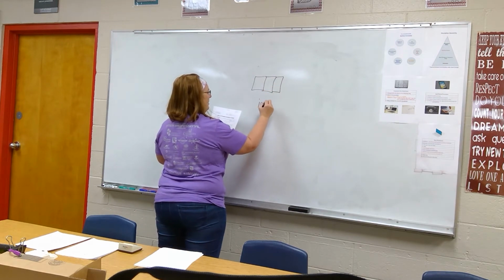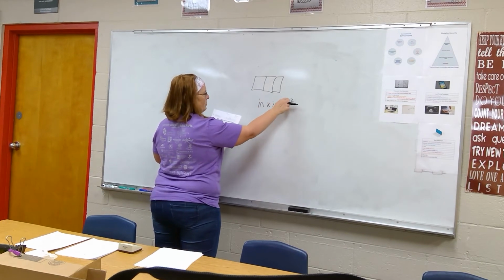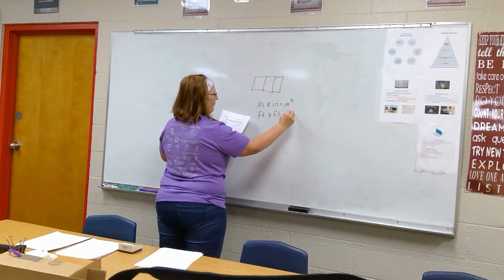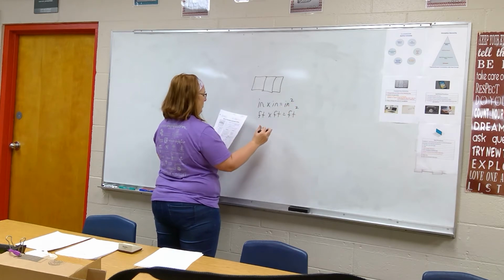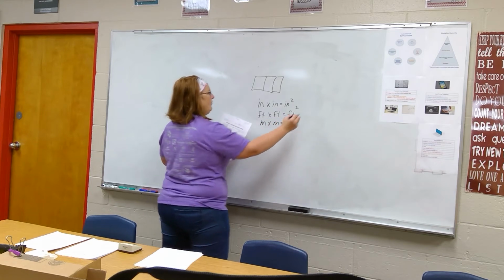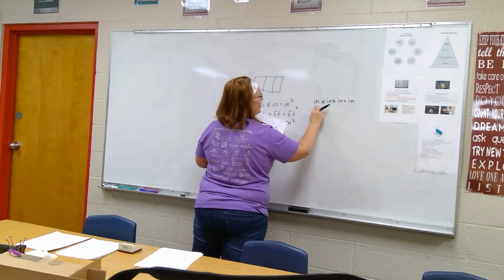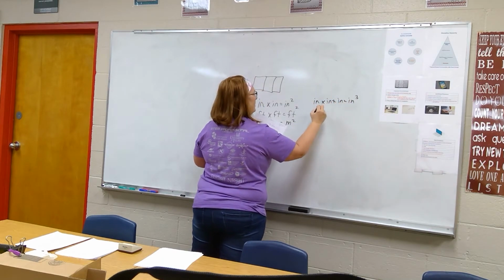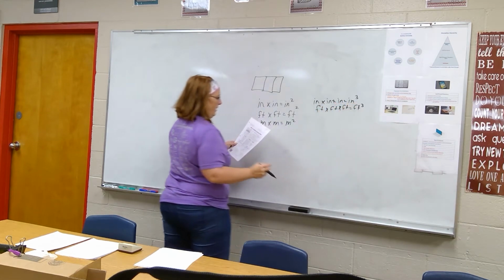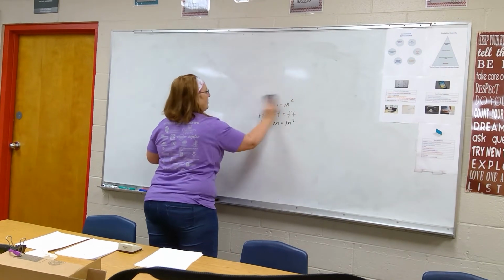If I take inches times inches, that gives me inches squared because I have two of them. I'm squaring them. If I take feet times feet, that's feet squared. I write the little 2 up above. Meters times meters equals meters squared. If I take inch times inch times inch, that gives me inches cubed. Feet times feet times feet gives me feet cubed. So you can see the pattern. This is super easy. You can do this, no problem at all.